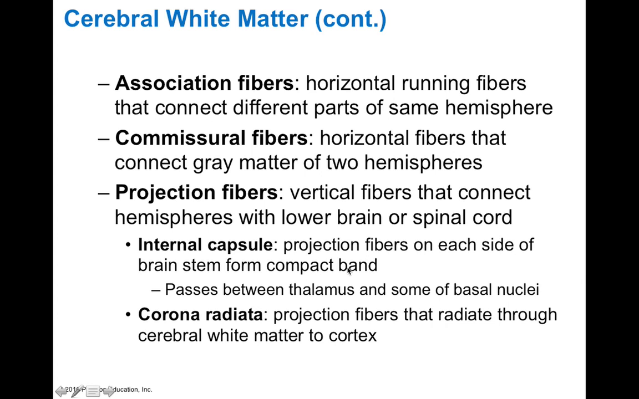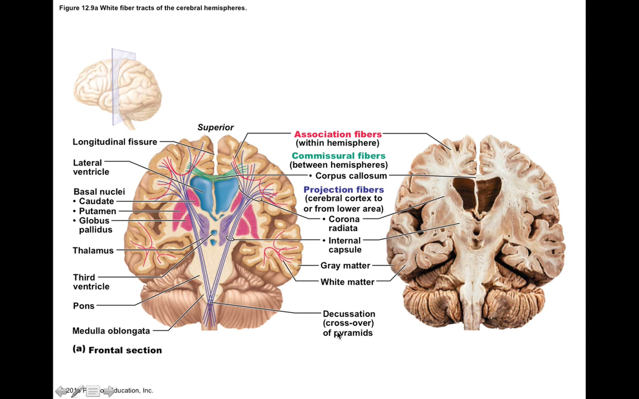Now, the internal capsule is a projection of fibers on each side of the brainstem that form a compact band, and this passes between the thalamus and some of the basal nuclei. We have something called corona radiata, which are projection fibers that radiate through the cerebral white matter of the cortex. So if you look at this cross-section, on the outer surface of the brain you see a lot of gray matter, and then white matter is found deeper.